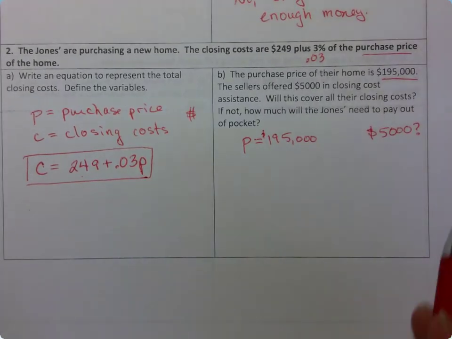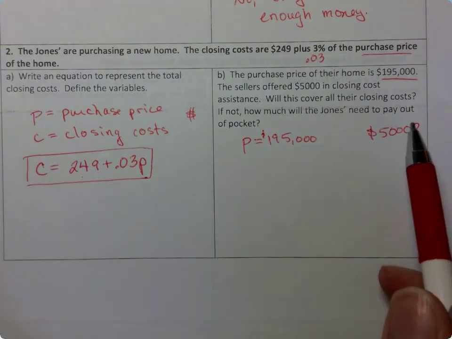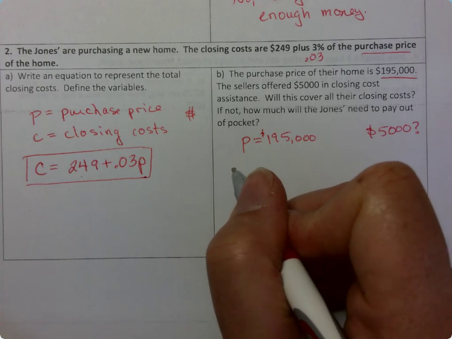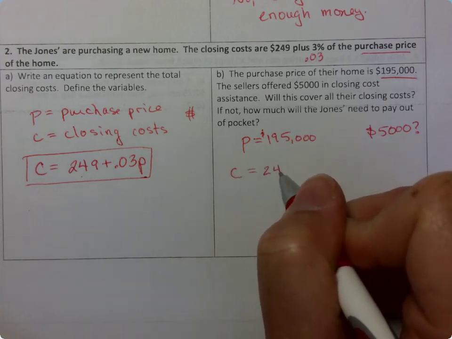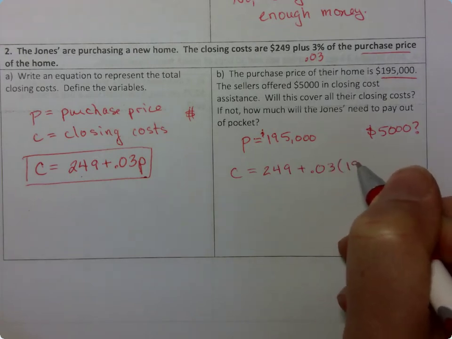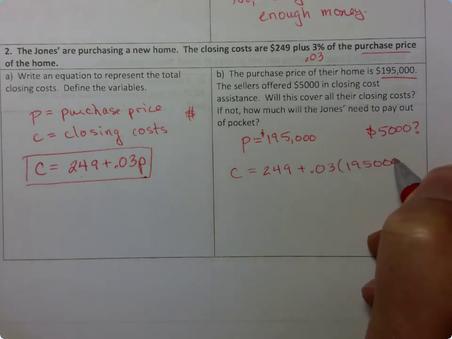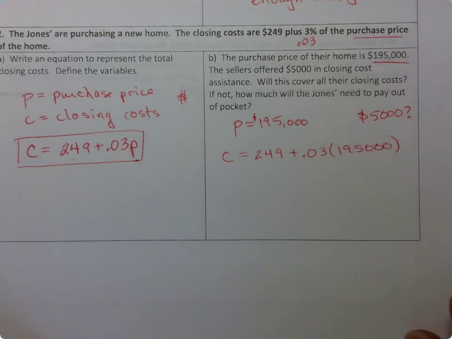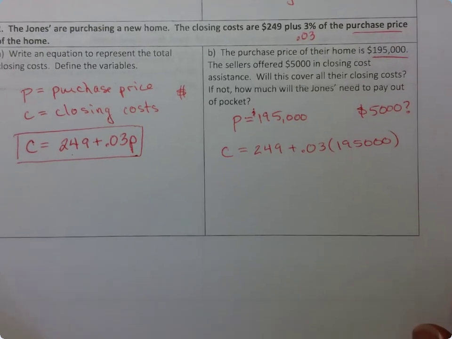Now, obviously, they're going to owe for the house and they're going to owe interest and all that stuff on a loan. We just want to know about the closing costs. So the total closing cost would be that initial $249 and then 3% of what the purchase price is. All right, I'm definitely going to crunch a number in a calculator on this one.